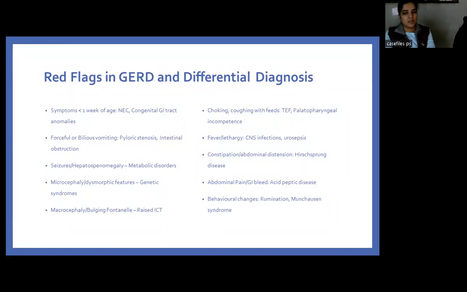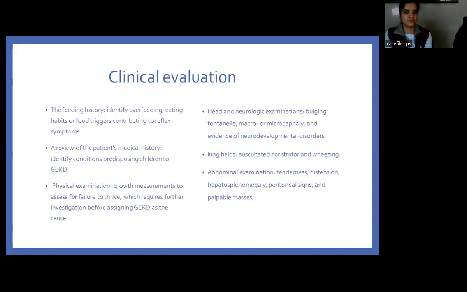Certain patients can have constipation and abdominal distension, in which Hirschsprung disease is to be ruled out. Abdominal pain and GI bleed can indicate acid peptic disease, and there are certain behavioral causes, that is rumination syndrome and Munchausen syndrome, that have to be ruled out before considering GERD.